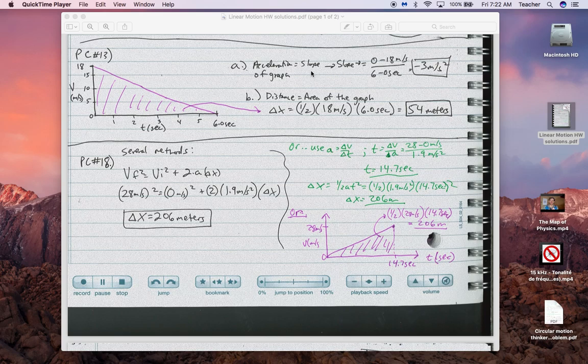And again, it should make sense we have a negative acceleration because we've got a negative slope on our velocity time graph. And the slope of a velocity time graph is the acceleration of an object. To find out the distance traveled, I use the area of the graph. 1 half 18 times 6 is 54 meters.